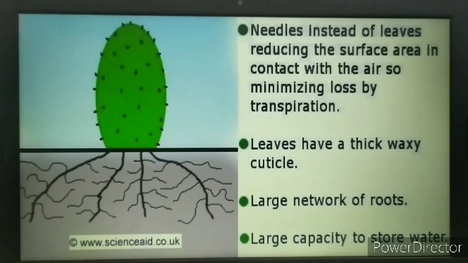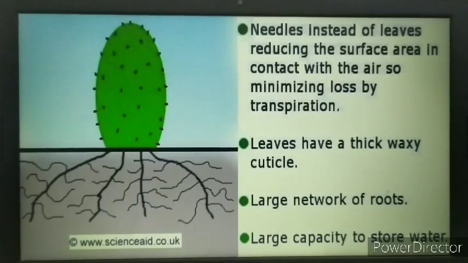And you have also learned that the roots are in a large network, or widespread, so that they can easily penetrate deep into the soil and collect water from a large area. And also you have learned that the plant has a large capacity to store water, which can be used by the plant later.